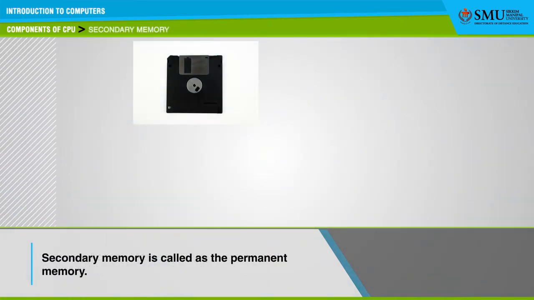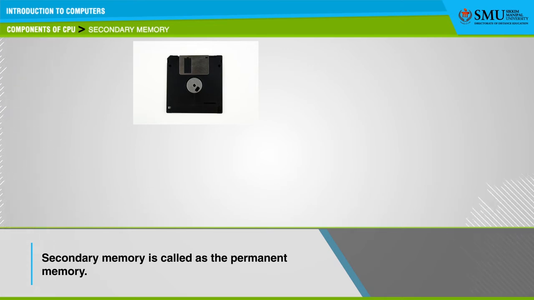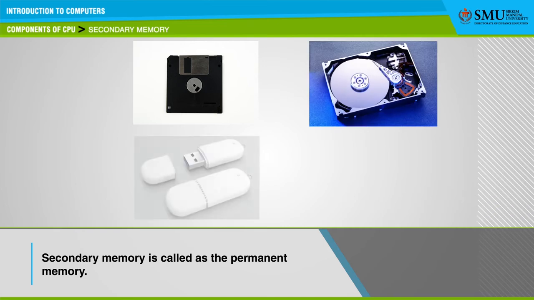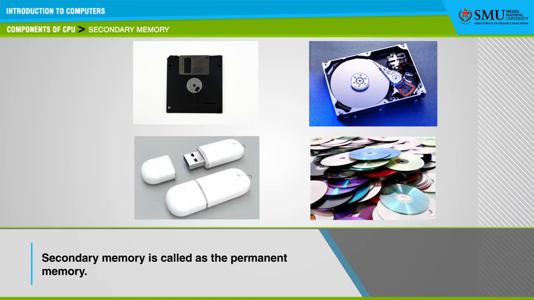Secondary memory is called permanent memory. That is, the data stored in it is permanent. However, the data is also erasable. Examples include floppy disks, fixed or hard disks, pen drives, and optical disks.